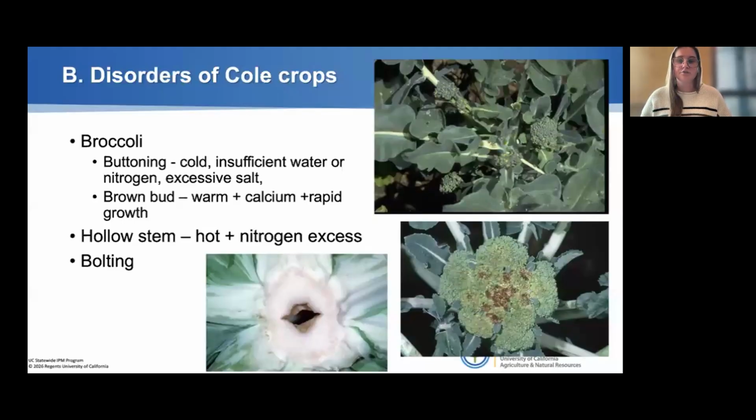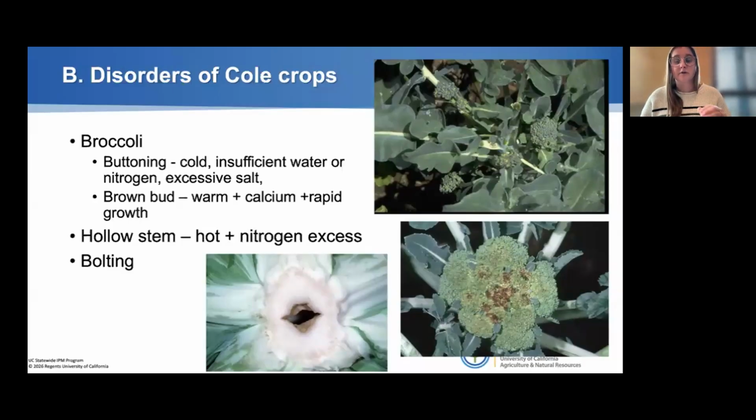So moving on to cole crops, specifically broccoli has a few disorders that are particular to the cole crops. So buttoning is when you have those tiny little productions of just little baby broccoli heads instead of your nice full broccoli head. And this can be due to a few different factors, including excess cold, excess salt, insufficient water or insufficient nitrogen, and just poor yield from your broccoli can be due to those things.